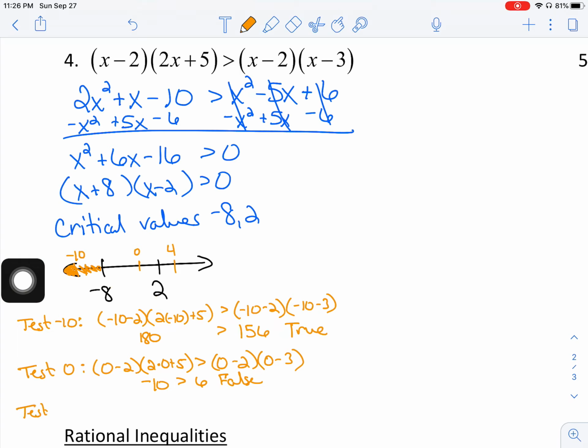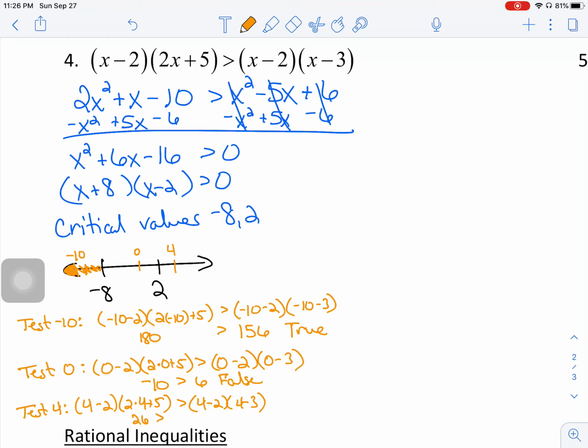So test 4. All right, 4 minus 2, 2 times 4 plus 5, greater than 4 minus 2 and 4 minus 3. Okay, so same thing. All right, this time we're going to work with 4s. Again, you could pick any number greater than 2. If you wanted to test 3 million, go for it, all right? I tend to test smaller numbers so I don't get weird things happening in my calculator, but you can do you.